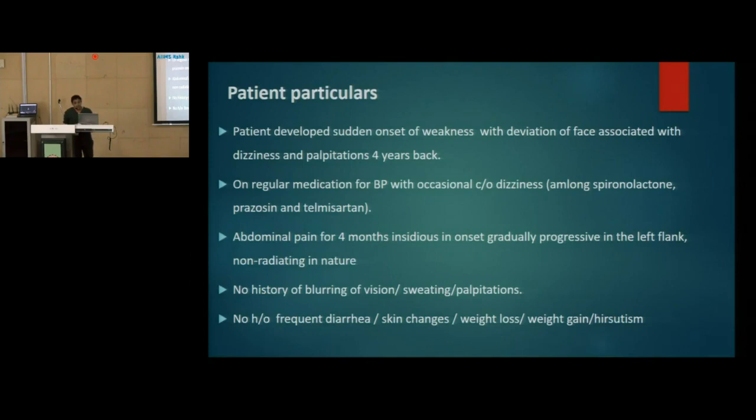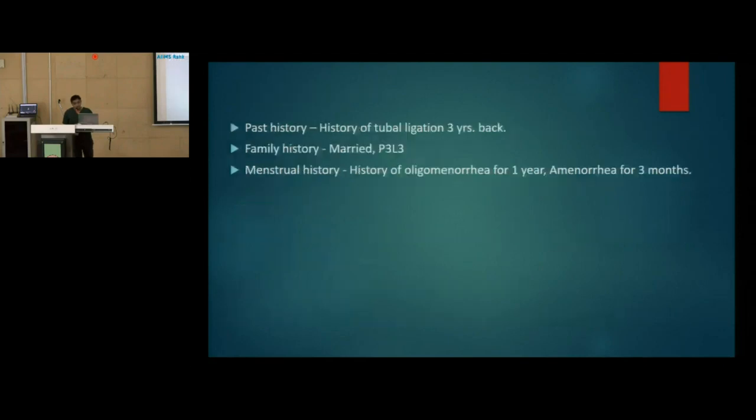There was no history of any blurring of vision, sweating, or palpitations currently, and no history of frequent diarrhea, skin changes, weight loss, hirsutism or weight gain. In the family history, she is a married woman with 3 living issues, and there was a history of oligomenorrhea for 1 year and amenorrhea for the past 3 months.